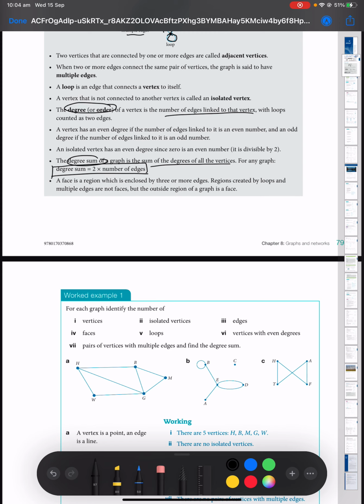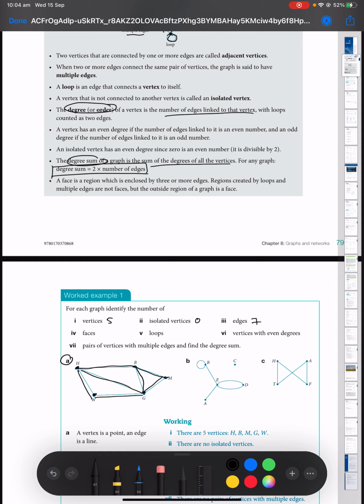So here we have got a graph. Let's do part A, and we need to identify each of these components. If we look at the first one, how many vertices are there? There are 1, 2, 3, 4, 5 vertices. If we look at isolated vertices, there are no isolated vertices, so we can say 0. The number of edges: we've got 1, 2, 3, 4, 5, 6, and 7. So there are 7 edges there.